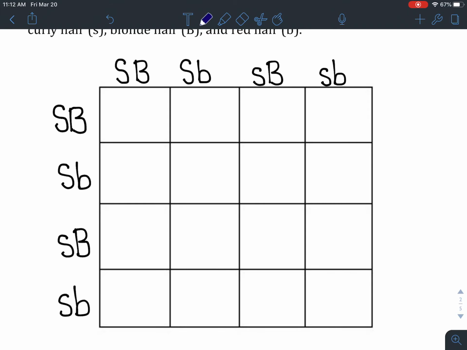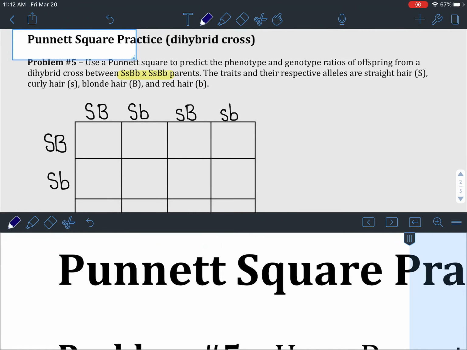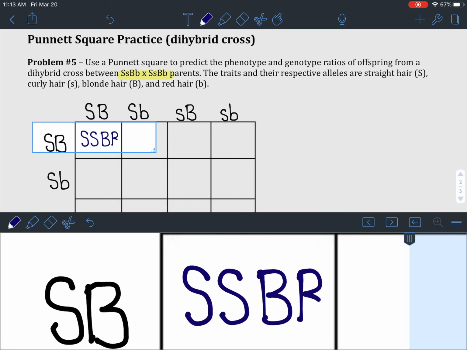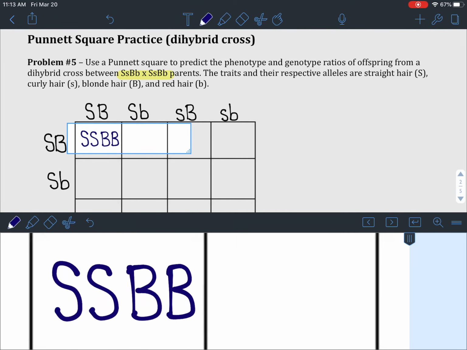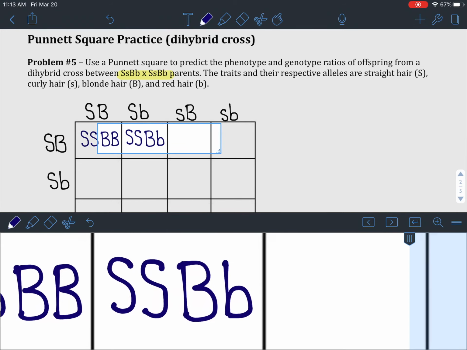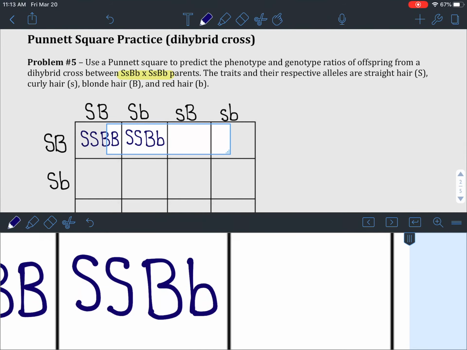All right, so to fill this out then for this first one, we're going to put down capital S, capital S, capital B, capital B. We're just combining what each parent is offering. For the second one, they both are donating the dominant allele for straight hair. The dad is donating a blonde hair allele while the mom is donating the red-haired allele. That individual would be straight and blonde like their parents, but wouldn't be exactly genetically identical to either parent.